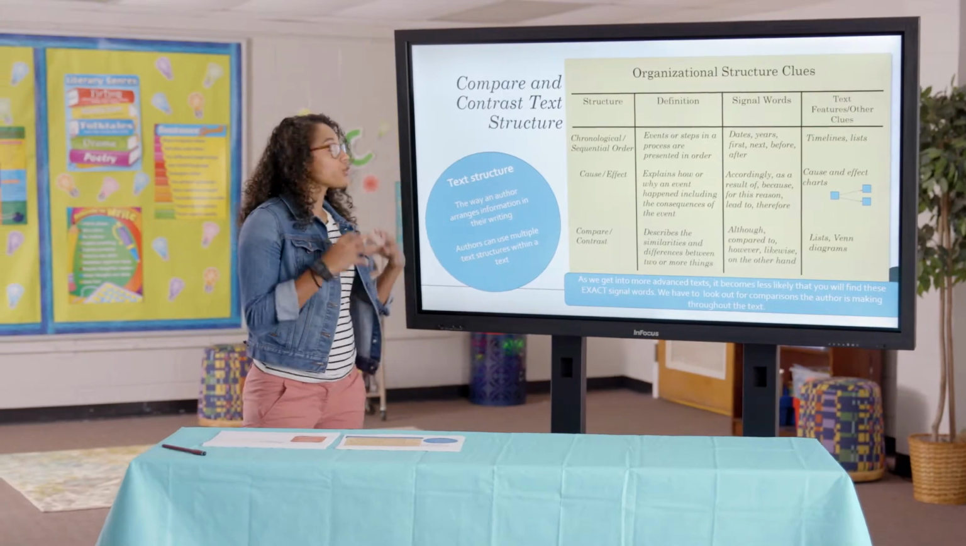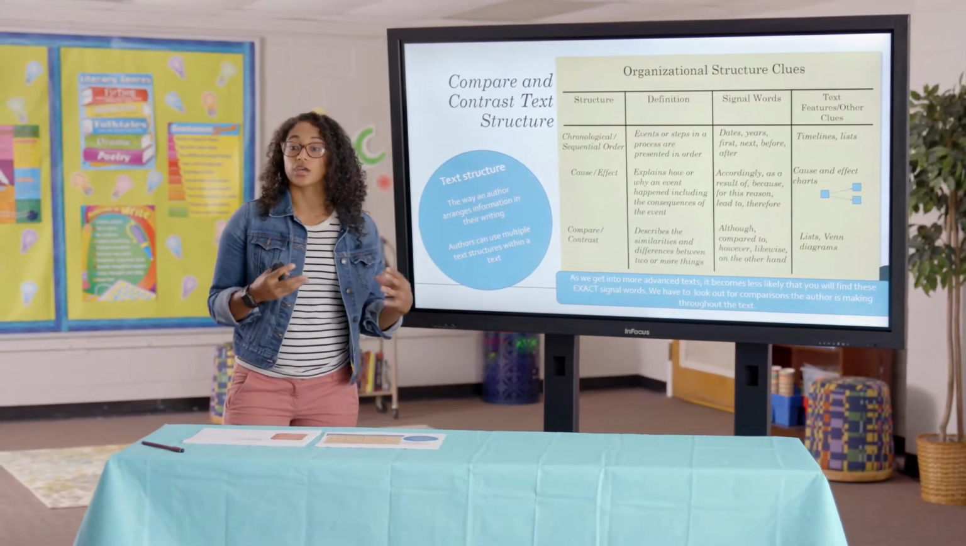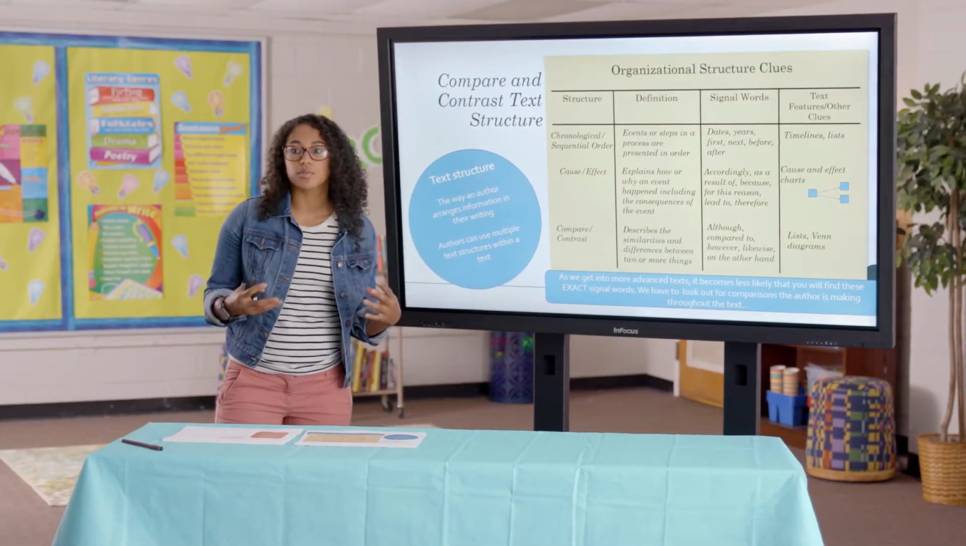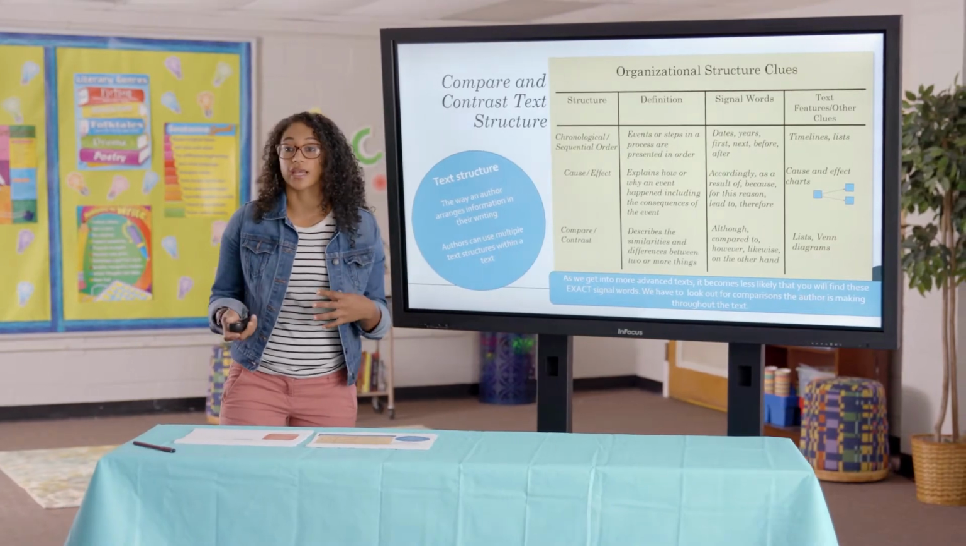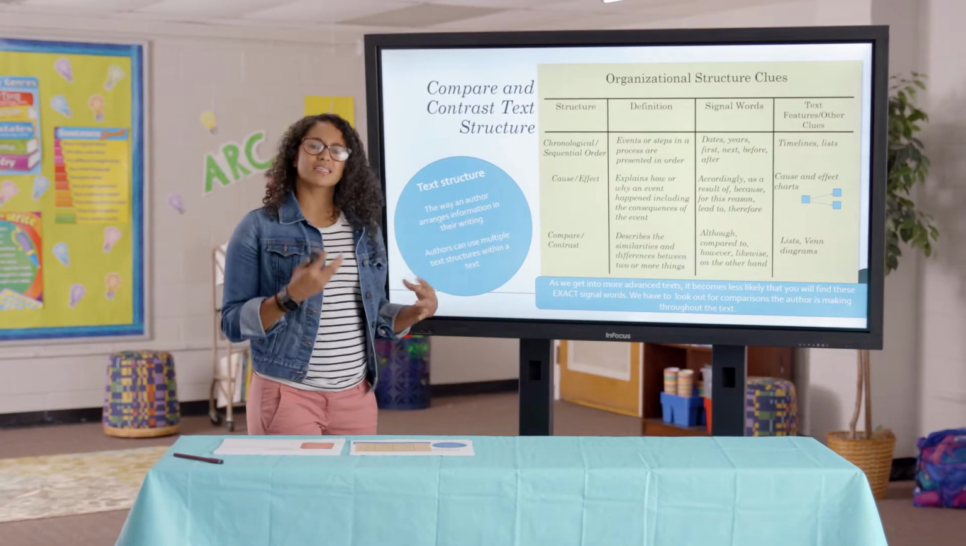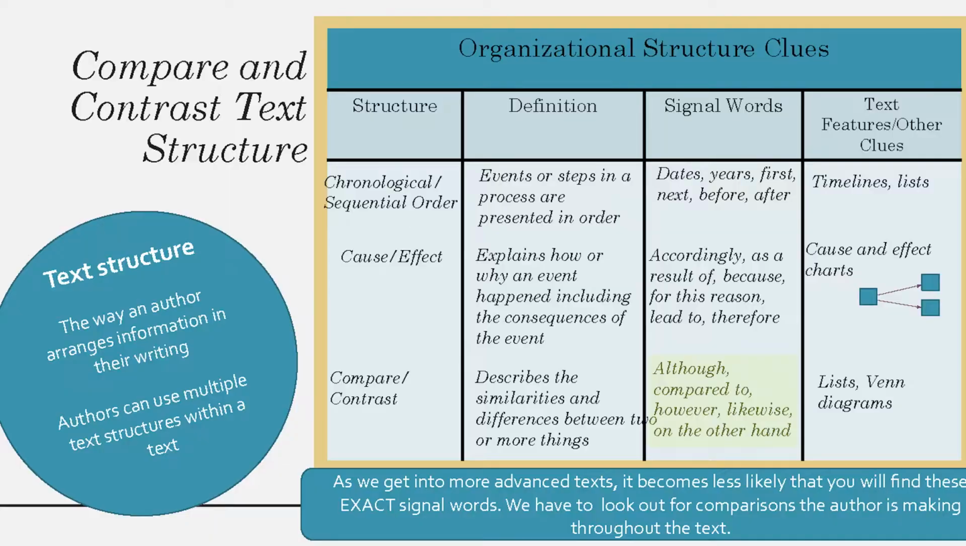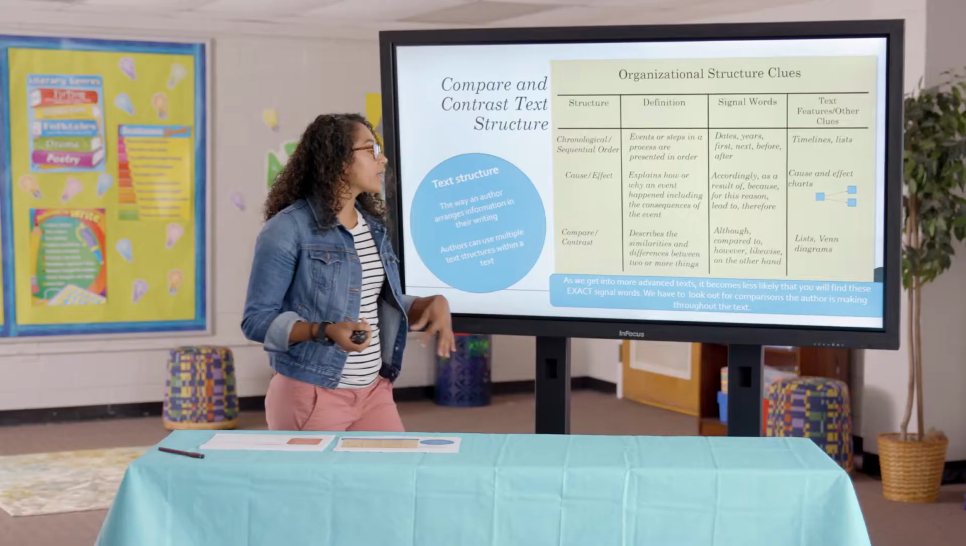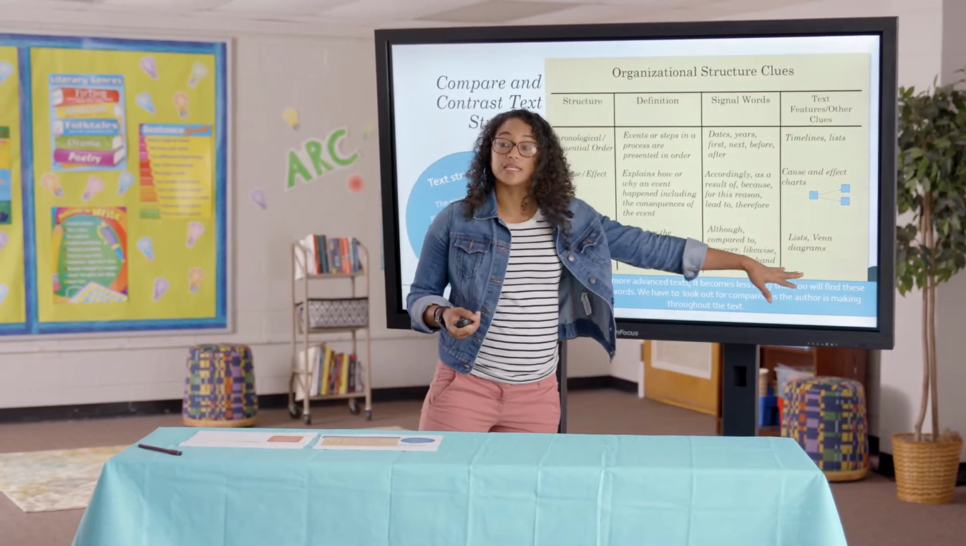Revolution event. Text structure is the way that an author arranges information in their writing, and authors can use multiple types of text structures in their writing. Compare and contrast text structure describes the similarities and differences between two or more things. And you might see some signal words like although, compared to, however, likewise, on the other hand. Or you might also see lists or Venn diagrams.